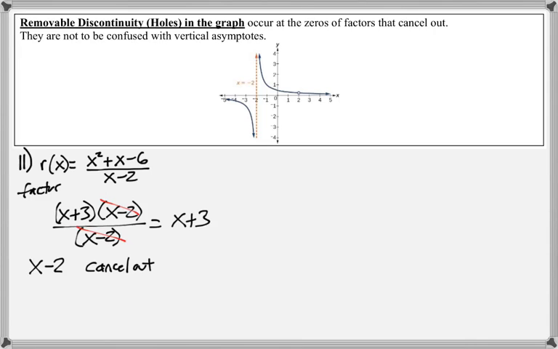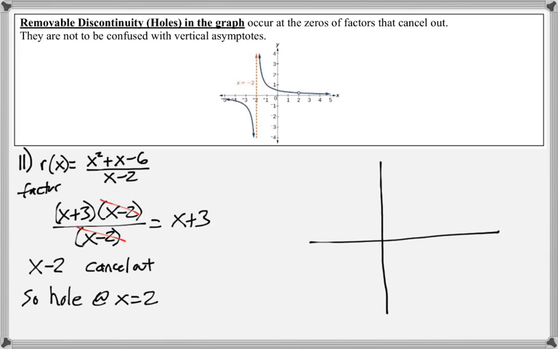the zero of x minus 2 would just be positive 2. So that's where the hole is going to be. So there's a hole, or a removable discontinuity, at x is equal to 2. So if you were to graph this, it would look like this.